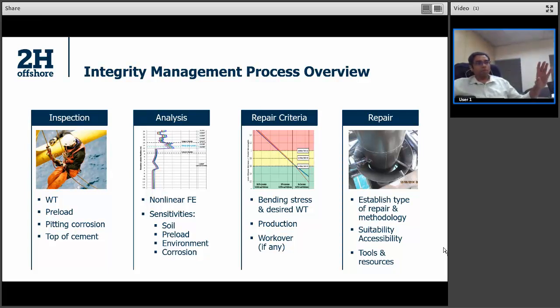I've sort of captured this integrity management process in a nutshell here, but we have developed a guideline for these aging platform conductors. You could refer to the Energy Institute guidelines that we have authored along with our other sister companies, and it is titled Managing Structural Integrity of Offshore Platform Conductors. That is about to be rolled out anytime soon. So that will prove to be a valuable resource in identifying the integrity management process.